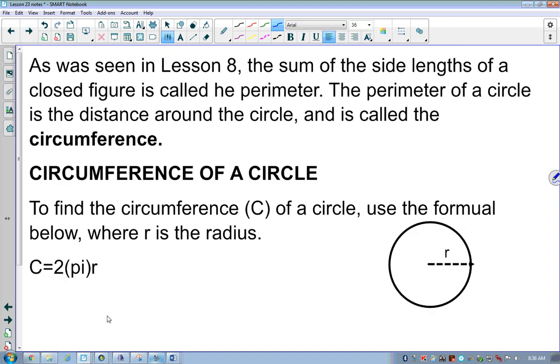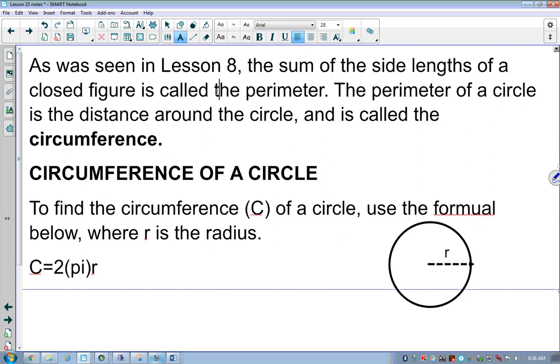As we've seen in lesson 8, the sum of the side lengths of a closed figure is called the perimeter. Let's go ahead and fix some typos while we're in here. The perimeter of a circle is the distance around the circle. It's called circumference. So circumference and perimeter are asking the same thing. If it says what is the perimeter of the circle, they're asking for circumference. Our formula is 2 pi r. So there we see our formula here based upon our picture.